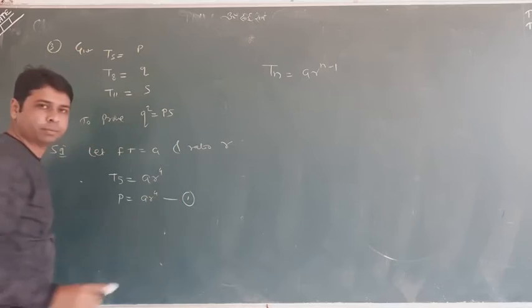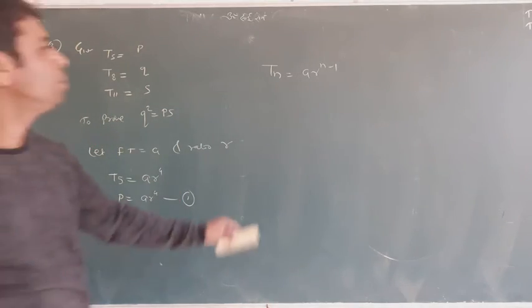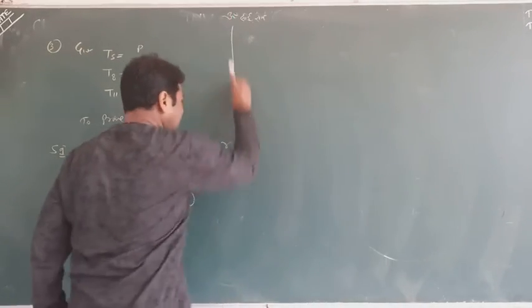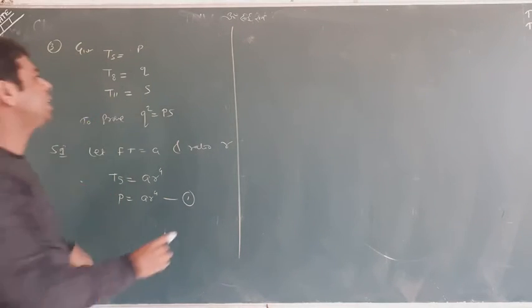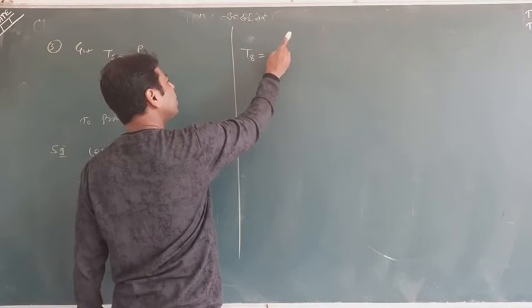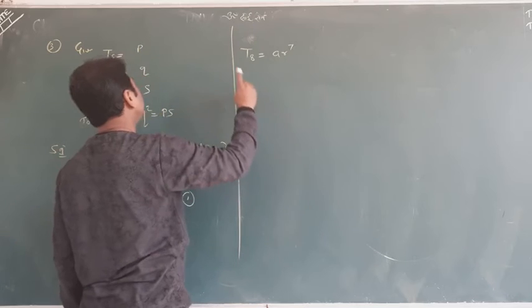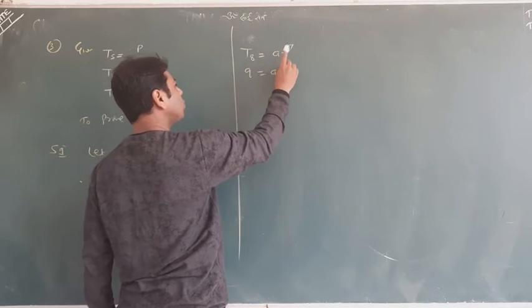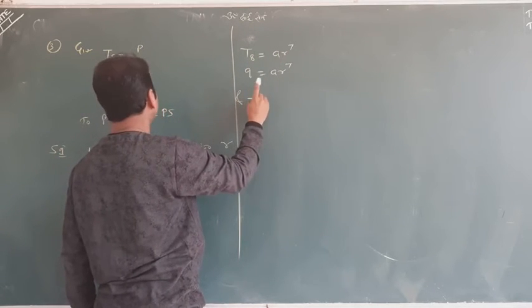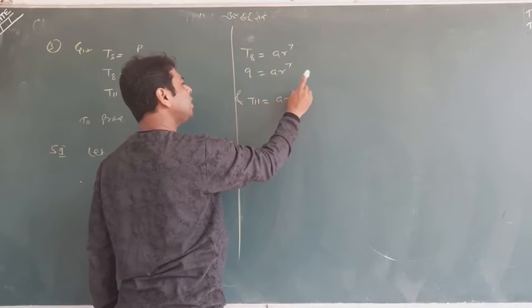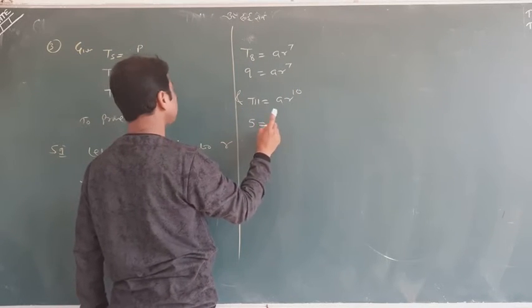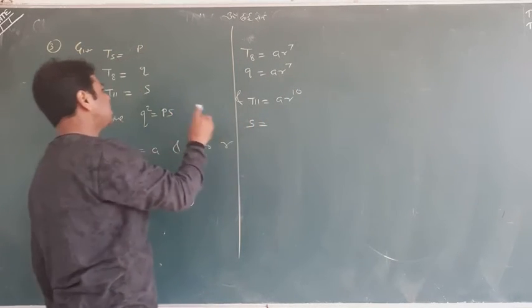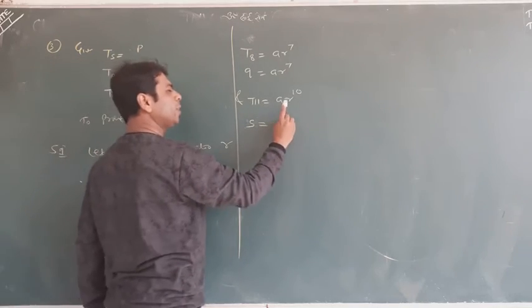This is first one. Now T5, after T5 T8, AR7 which is Q, and T11, AR10 which is S. Sorry, it's S equal to AR10.